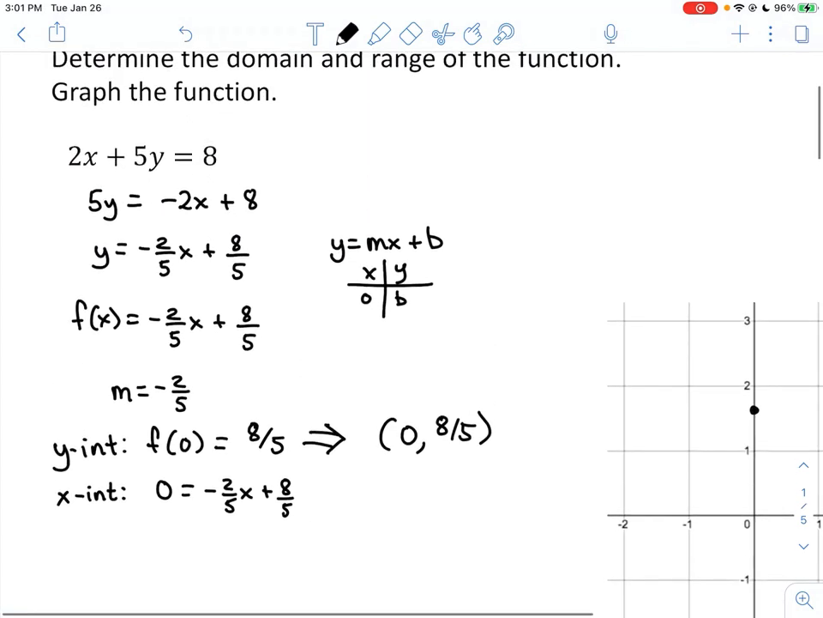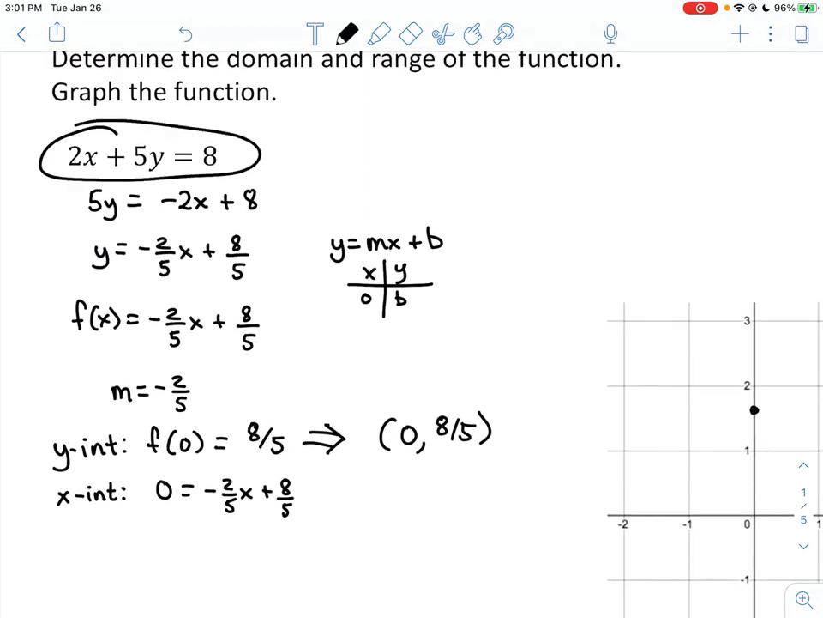Another way you could do it is you can effectively take this equation right here before we wrote it in function notation by solving for y. And if you're looking for an x-intercept, you can change the y to 0 and solve for x. You're going to see how easy that is. If you just change the y to a 0 in this equation, this leads to 2x equals 8. In other words, x equals 4. So 4 comma 0 will be a point on this curve.